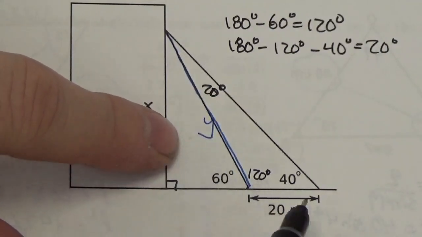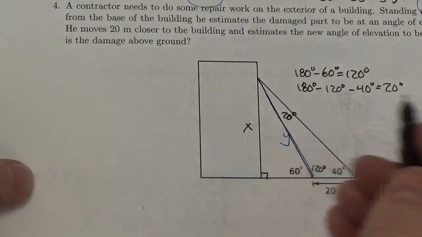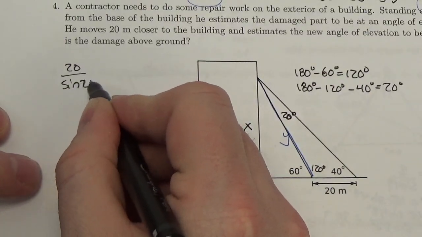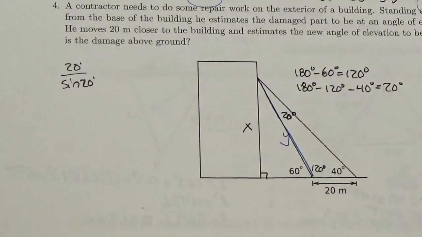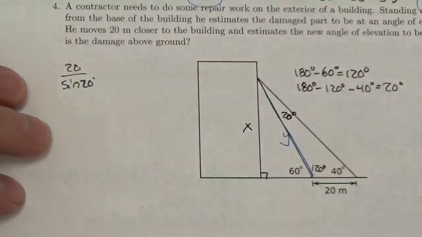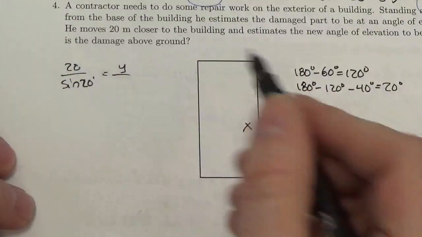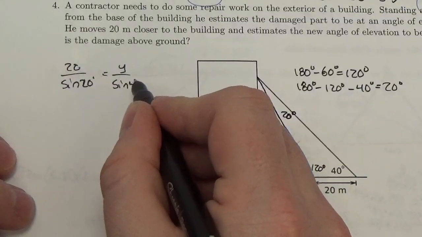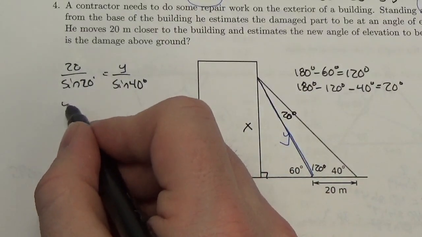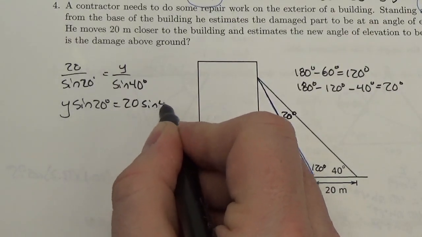I want to figure out what y is, and I've got the angle opposite it, so I can use the sine law here. So I can set that up as 20 divided by the sine of 20. Oops, it's okay, except that's not degrees up there. Sorry, that's 20 meters, or feet, or whatever it is, meters. And that's going to be equal to y over the sine of 40. So now I can cross multiply. So y times the sine of 20 will equal 20 times the sine of 40.